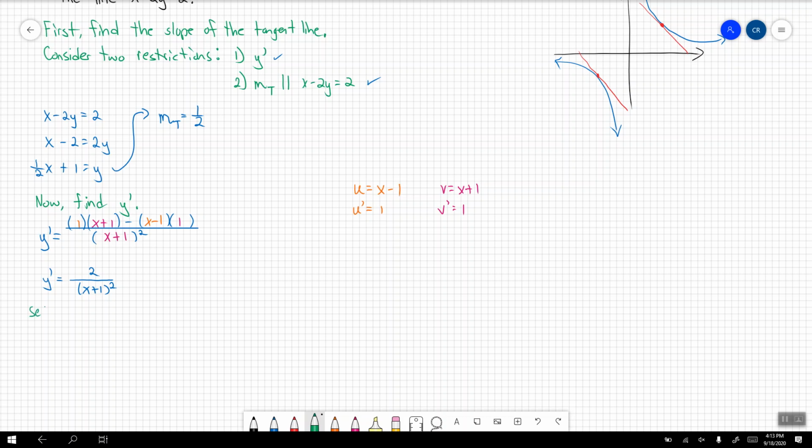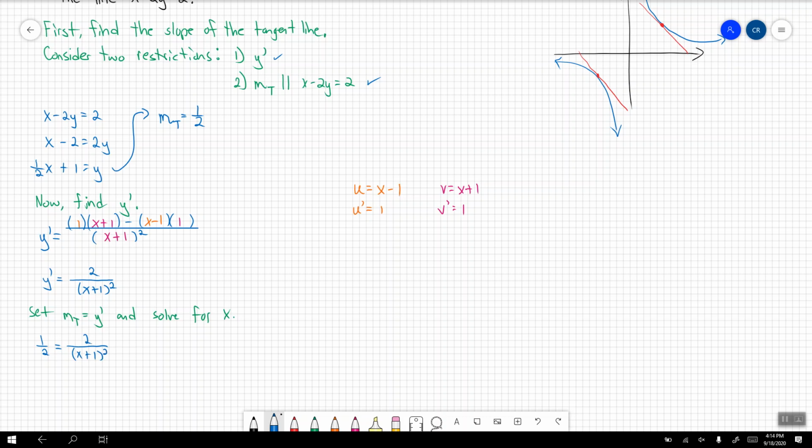So set m sub t equal to y prime and solve for x. Great. So let's do that. 1/2 is equal to 2 divided by the quantity x plus 1 squared. There we are.